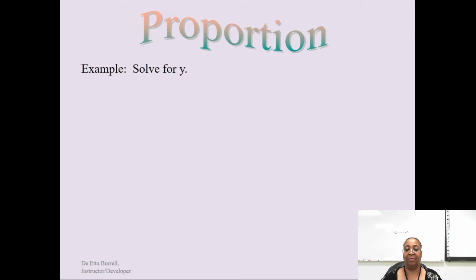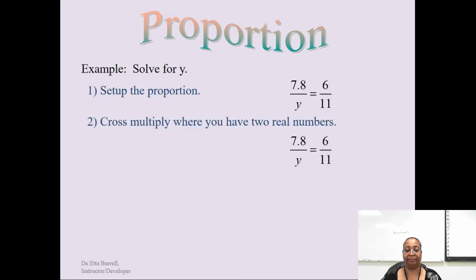Here's another example. We're going to solve for y. The setup in this proportion was given: 7.8 over y is equal to 6 over 11. When we look crossways for step 2, we're going to get 7.8 times 11. And when we do that, we get 85.8.